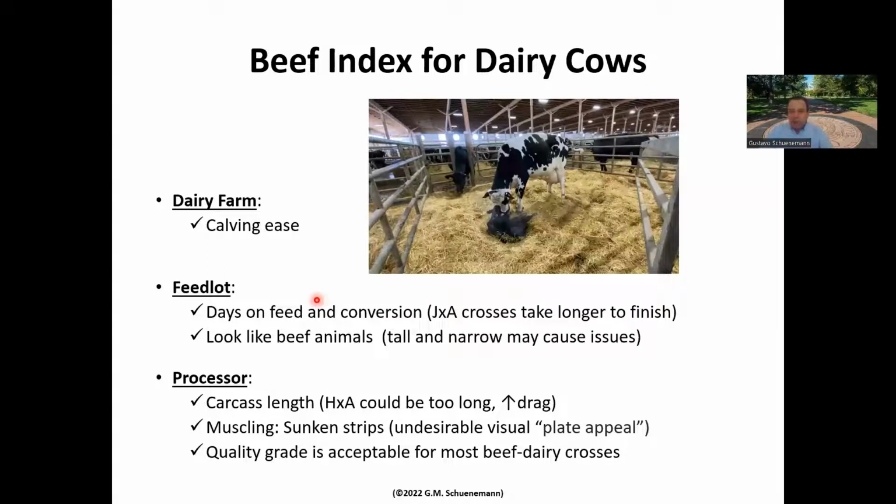So from the feedlot point of view, from the feed yard, right, there are different emphases here. It's not necessarily what we want at the farm. And for the feedlot, the days on feed is important because the business has to be sustainable. So economics really matter, right? And feed conversion, those are absolutely important traits, right? And we know, here is an example, Jersey Angus crosses, right? It takes longer to finish. So this is an important component when it comes to the feedlot, and the animals need to look like beef animals, and that is important.